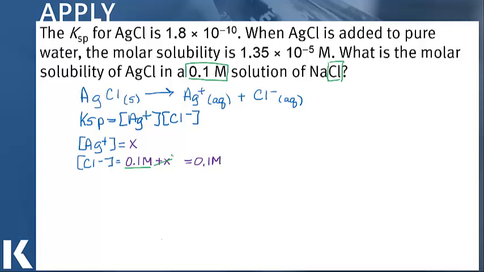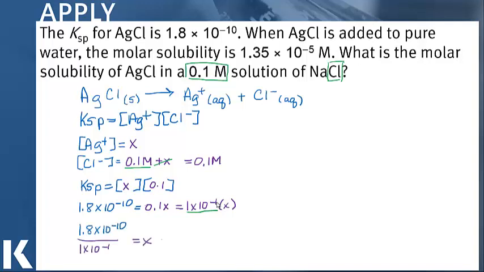Now, I plug in my silver and my chlorine into my Ksp expression, and I end up with 1.8 times 10 to the negative 10. This is the Ksp they gave me in the question, is equal to 0.1x. I chose to take 0.1x and put it into scientific notation. So it's 1 times 10 to the negative 1 x. I'm going to divide both sides by that to get x by itself. And I'm going to end up with 1.8 times 10 to the negative 9 molar. This is now the molar solubility for my silver chloride.